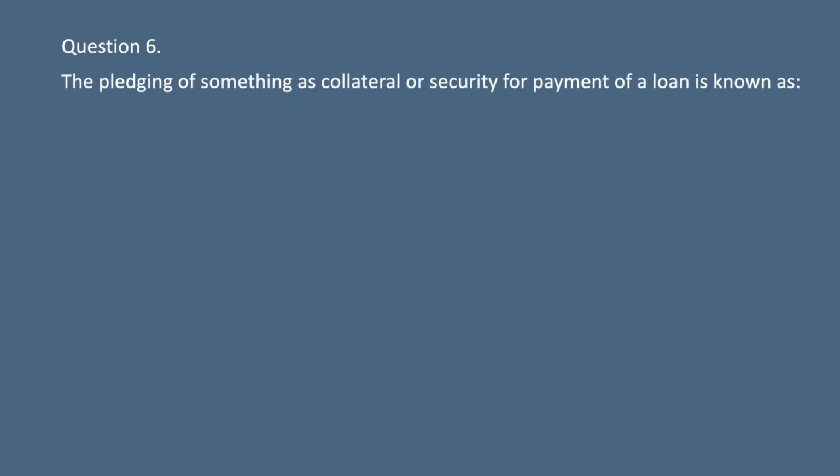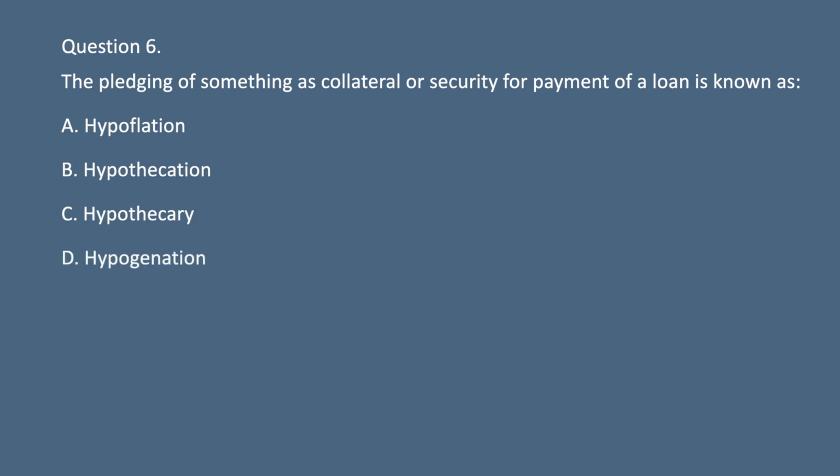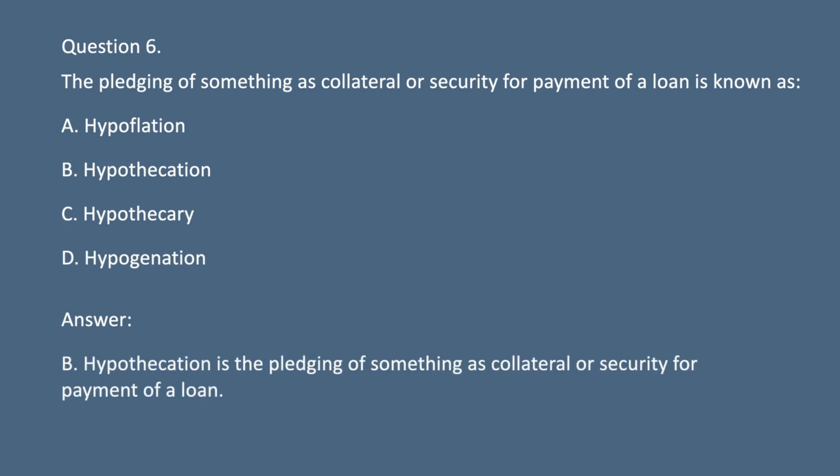Question 6. The pledging of something as collateral or security for payment of a loan is known as A. Hypoflation. B. Hypothecation. C. Hypothecary. D. Hypogenation. Answer. B. Hypothecation is the pledging of something as collateral or security for payment of a loan.